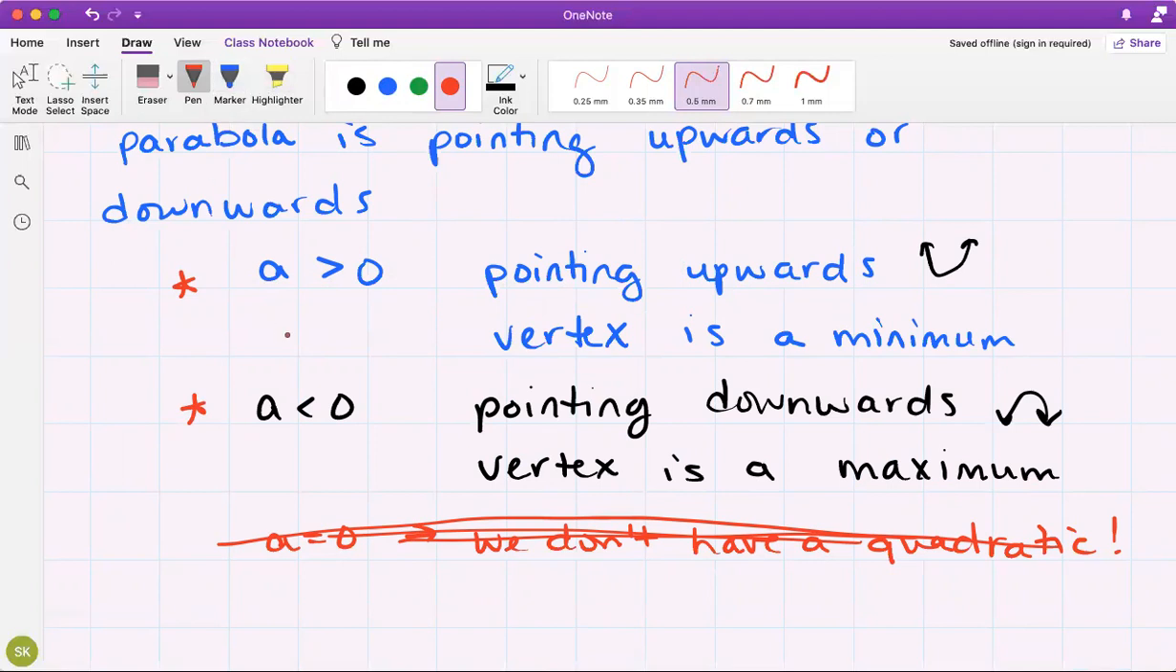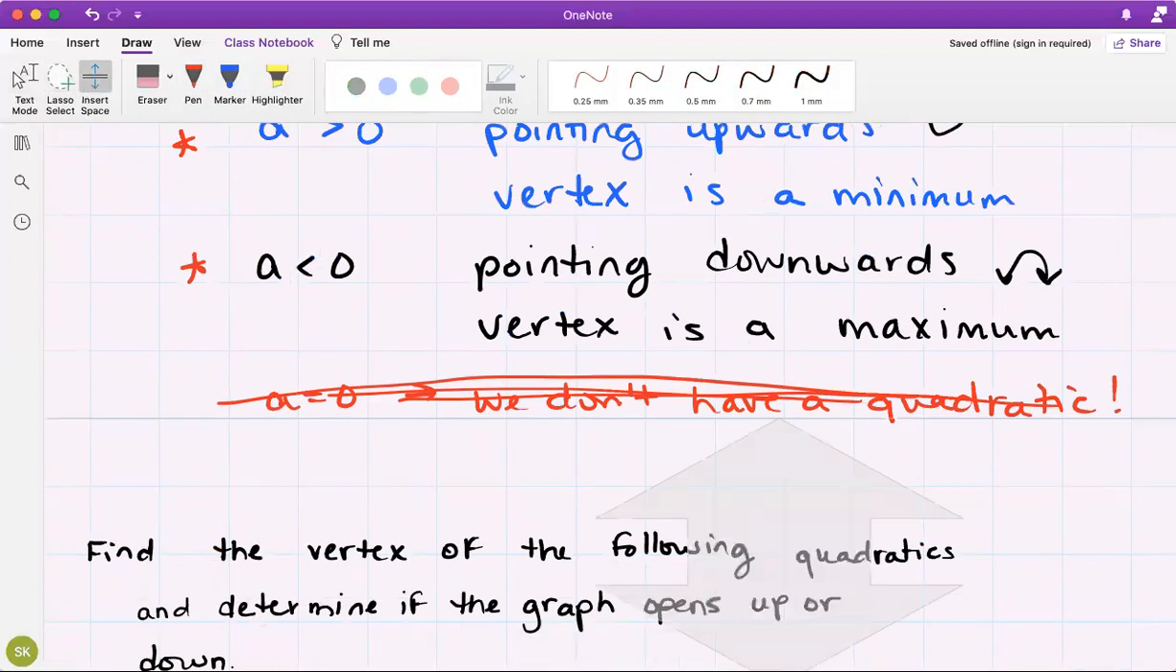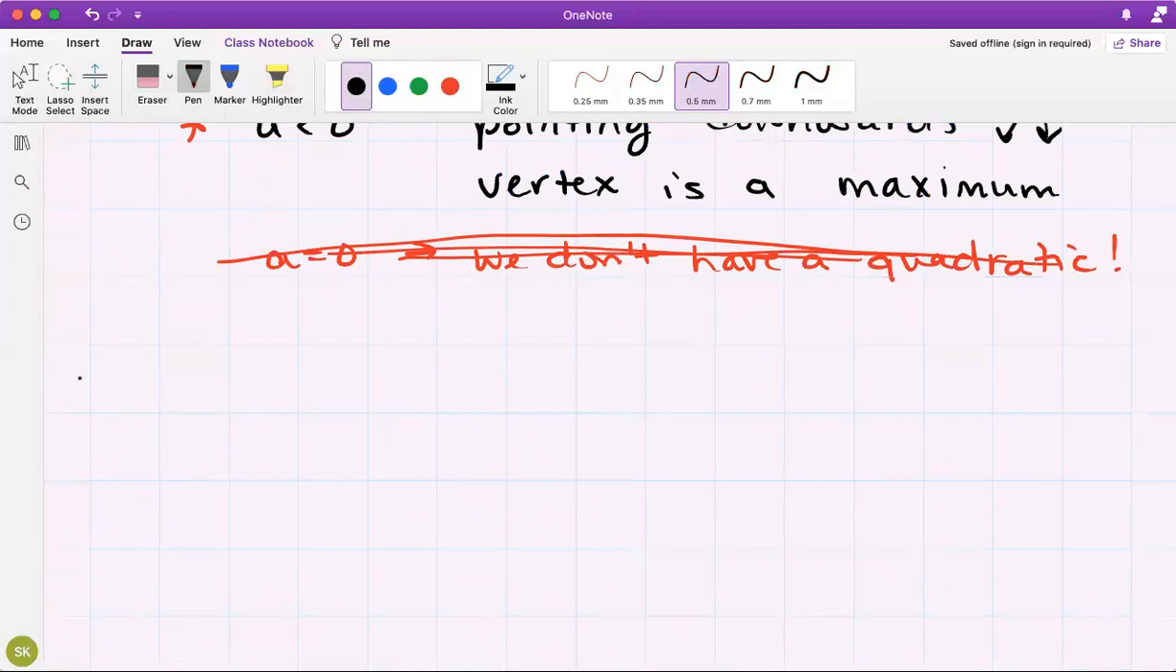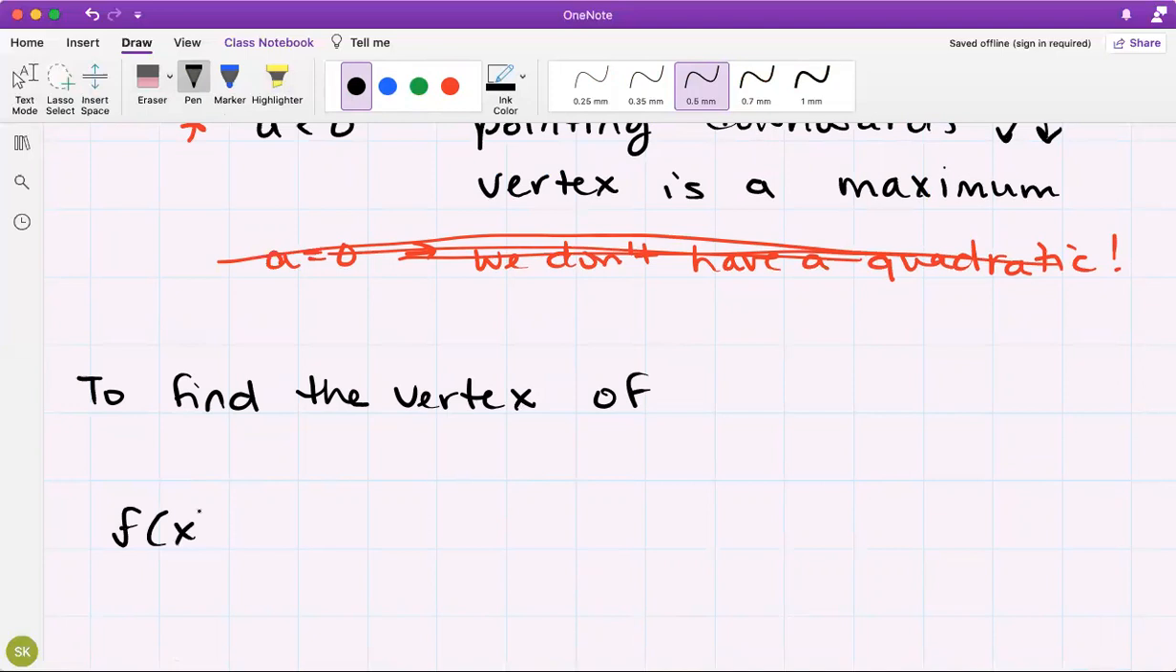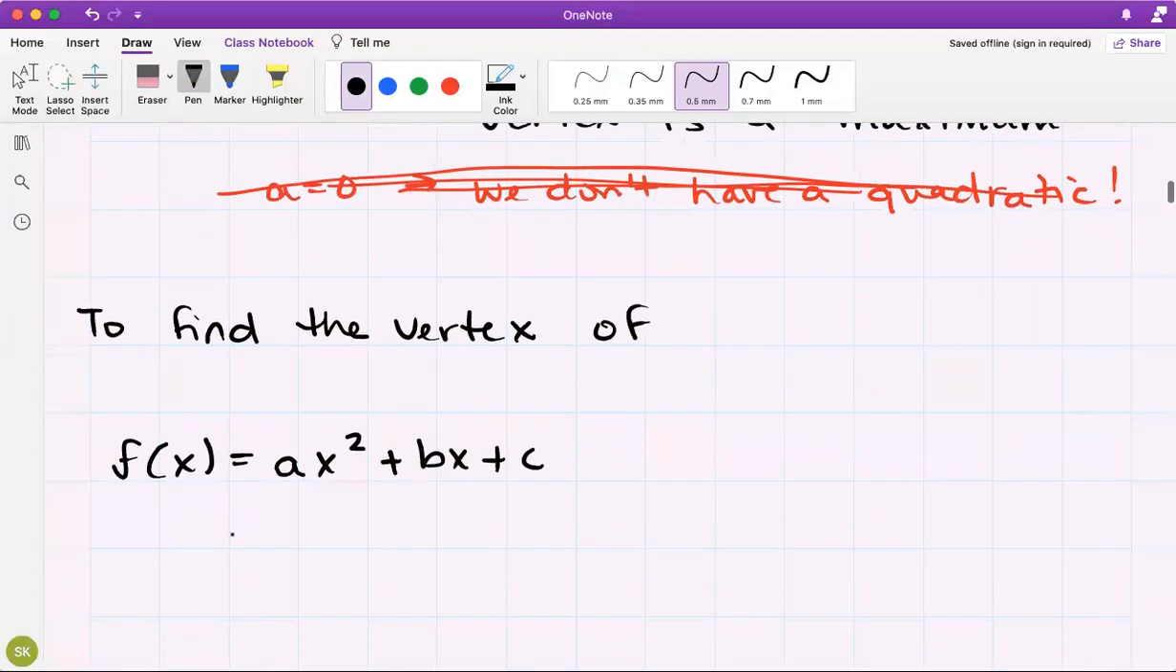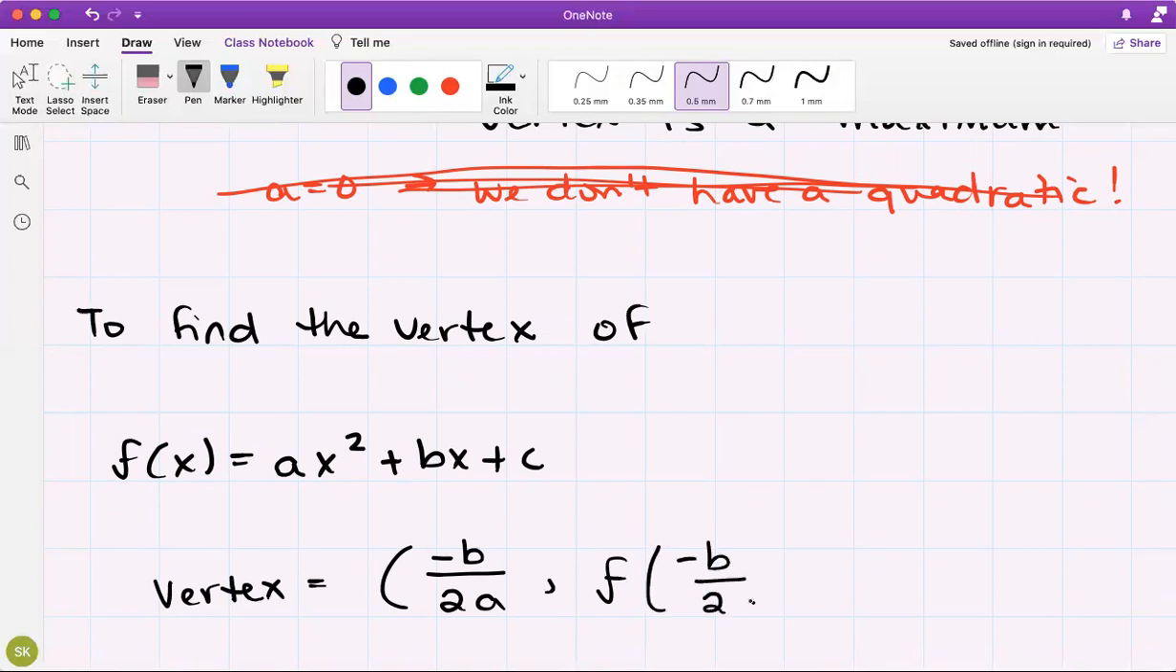Now to find the vertex of something that looks like f of x is equal to ax squared plus bx plus c, the vertex is going to be given by, for the x coordinate, you're going to take the opposite of b and divide it by 2a. And then for the y coordinate, you're just going to plug in whatever you get here into this function. So you're going to evaluate the function at negative b over 2a. We're going to do some examples of this.